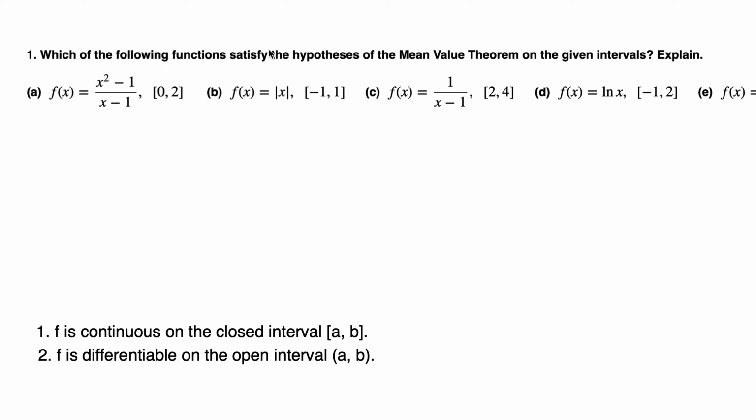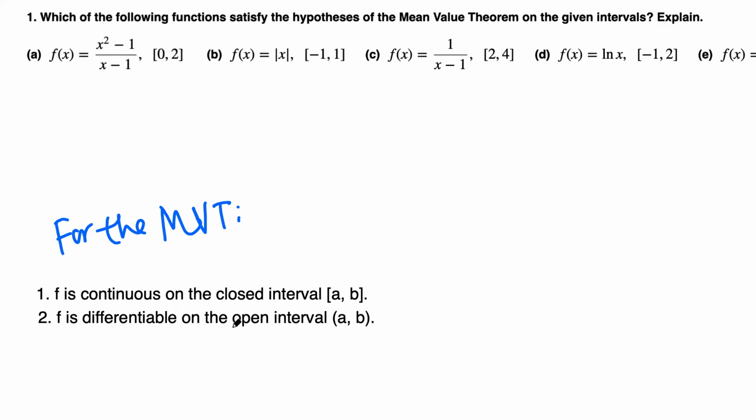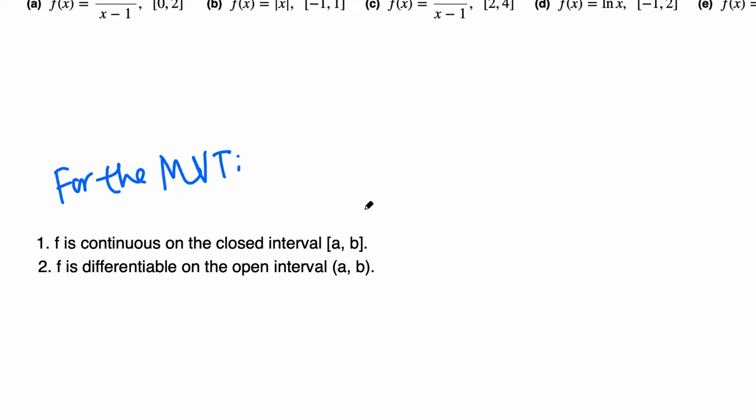The following functions satisfy the hypothesis of the mean value theorem on the given intervals. Explain. So we know that for the mean value theorem, the function should satisfy two conditions. First, the function is continuous on the closed interval. That means the function is continuous everywhere and at the endpoints.